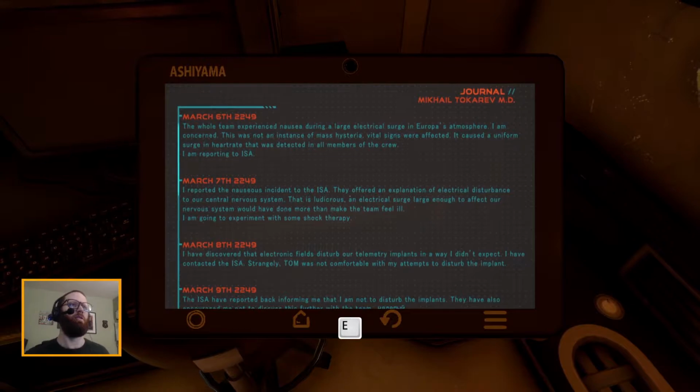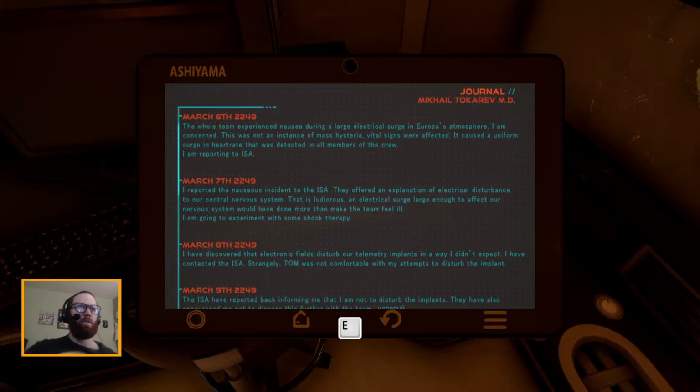March 6th. The whole team experienced nausea during a large electrical surge in Europa's atmosphere. I am concerned this was not an instance of mass hysteria. Vital signs were affected. It caused a uniform surge in heart rate that was detected in all members of the crew. I am reporting to ISA.